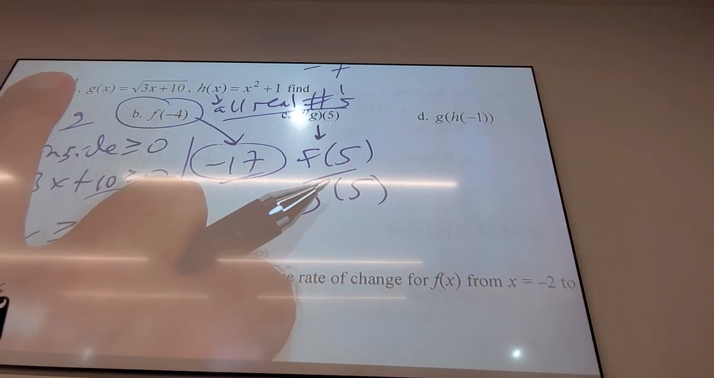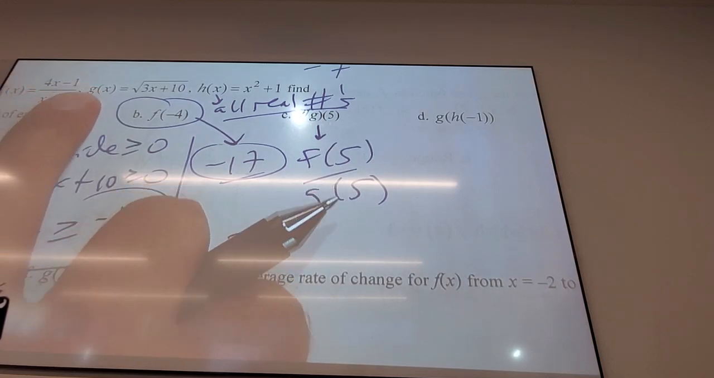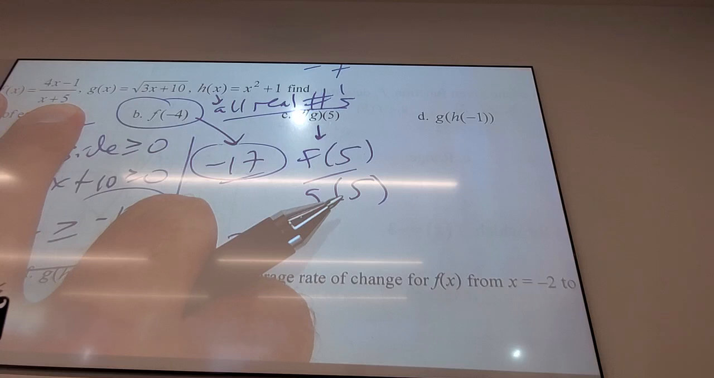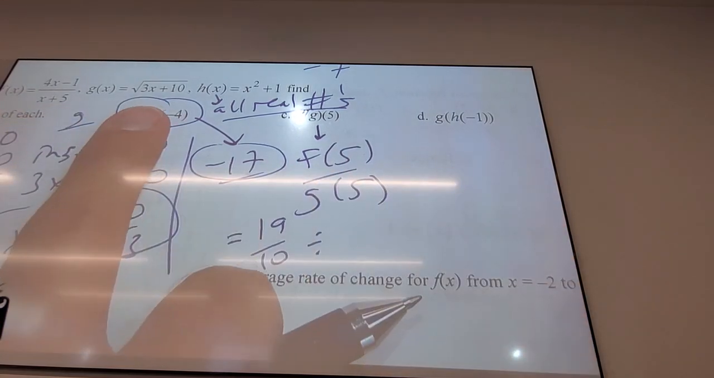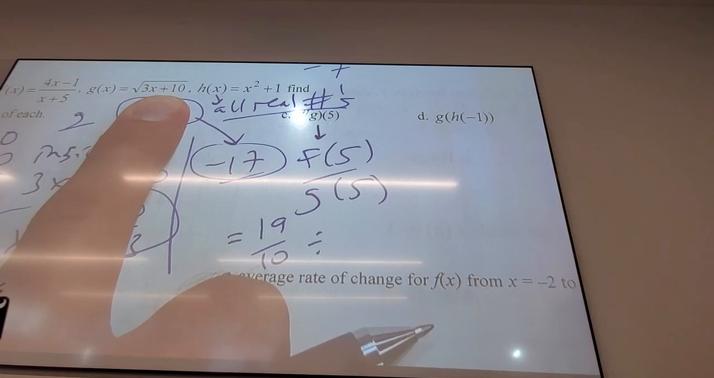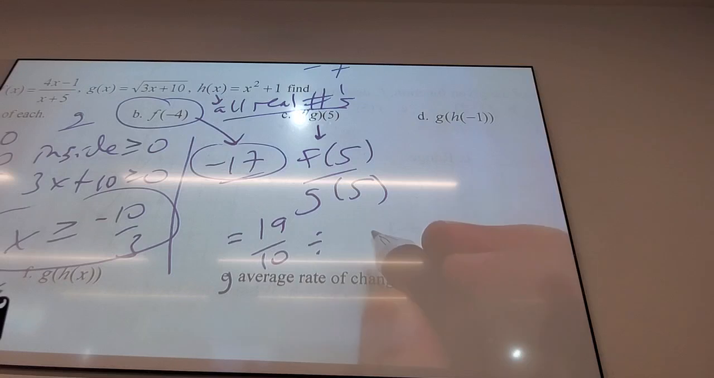F of 5, can I do this kind of quickly? F of 5 is 20 minus 1 is 19, divided by 10. Is that cool? 19 divided by 10. Divided by, what's G of 5? Yeah, 15 plus 10, 25. Square root of 25 is 5.